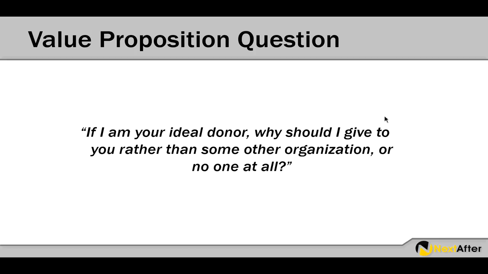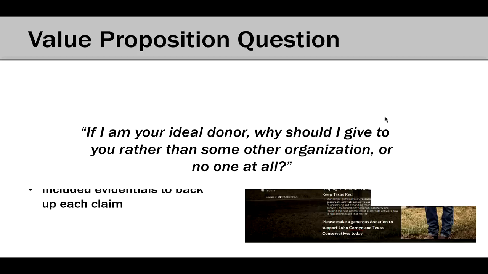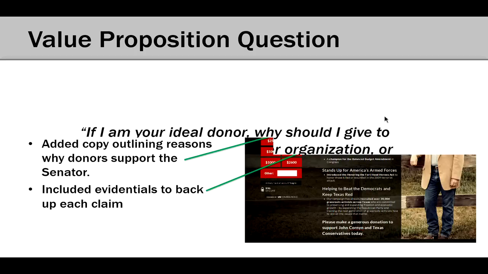Well, this is where the value proposition becomes so critical, because this is the question that every single one of your donors is asking themselves, often on an unconscious level. If I'm your ideal donor, why should I give to you rather than some other organization or not at all? That is the question we must anticipate, and we must use our landing pages to answer. So with very simple changes to the page, we introduced a value proposition. We put copy on the page, and the copy introduces these different claims of value, and we bolster those claims of value with evidentials, which are facts that prove these claims can be trusted and can be true.